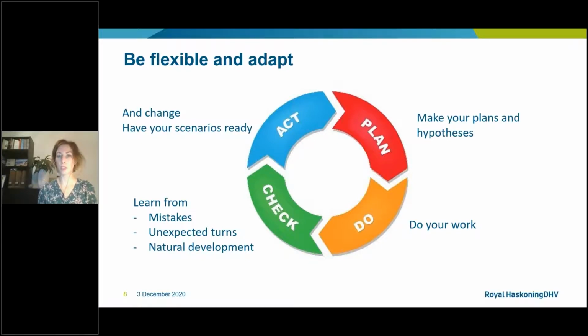And here you see, for most people maybe familiar, the plan, do, check, act cycle. People know it, but often they do not act on it. And when working with natural processes, this is the way to go. You have to make your plans and hypotheses. Then you do your work. Then you check. You learn from your mistakes. You learn from the unexpected turns. You learn from the natural developments. And then you act, you change, but you already have your what-if scenarios ready up front.